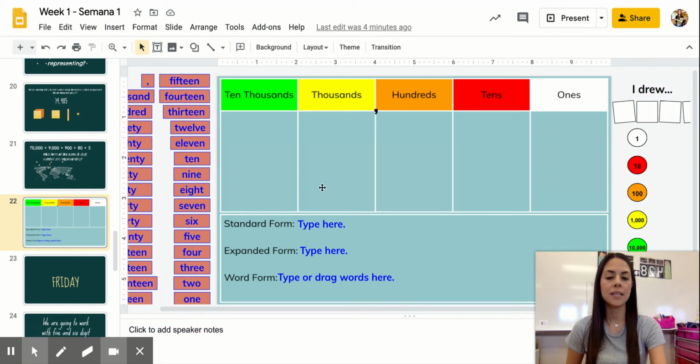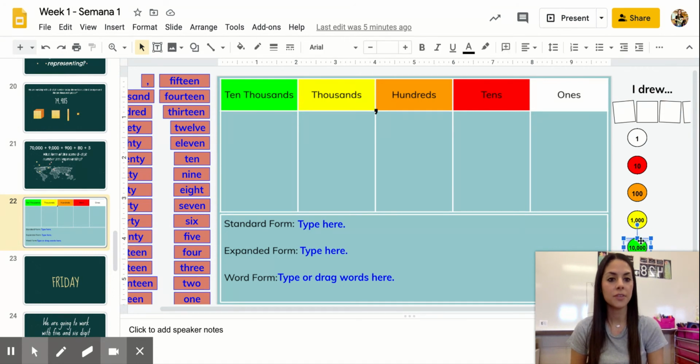I have this screen here, and I'm going to build that number, 79,985, by using these chips. So I want you to think to yourself, I know that the 7 is in the 10,000s place, and that 7 is worth 70,000. So how can I use these chips to build that number? Well, if I have a 7 in my 10,000s place, and each one of these chips is worth 10,000, I'm going to build that number by dragging 7 10,000 chips.